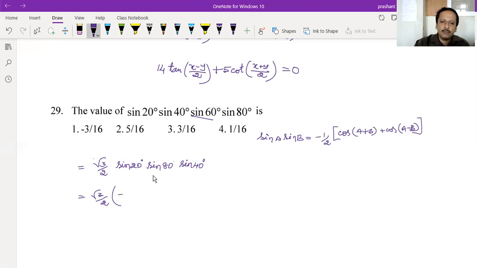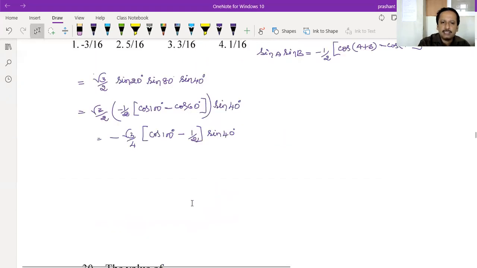Use that formula. Minus 1 by 2 into cos (A plus B), 20 plus 80, that is 100. Here I have made a mistake. Cos (A plus B) minus cos (A minus B). 20 minus 80, that is minus 60, but cos of minus 60 is same as cos 60, you know. Cos of minus theta is cos theta itself, into sin 40. So root 3 by 2 into minus 1 by 2, that will become minus root 3 by 4 into cos 100, I will keep it as it is, minus cos 60 is there, whose value is 1 by 2, into sin 40.